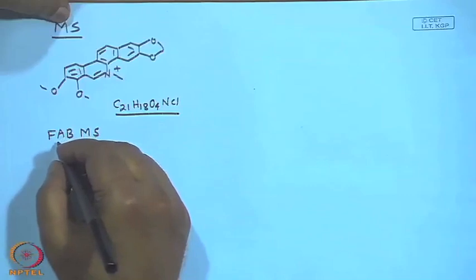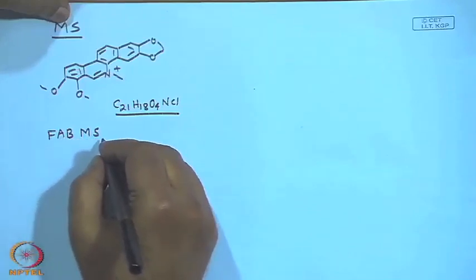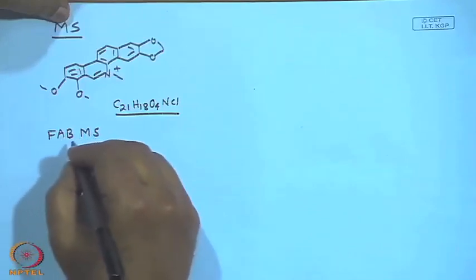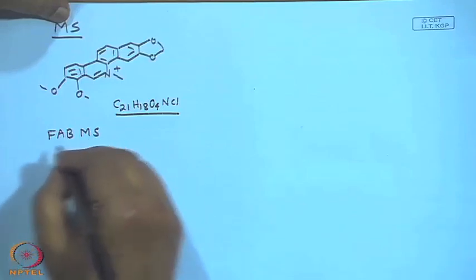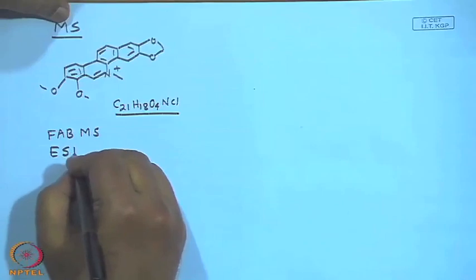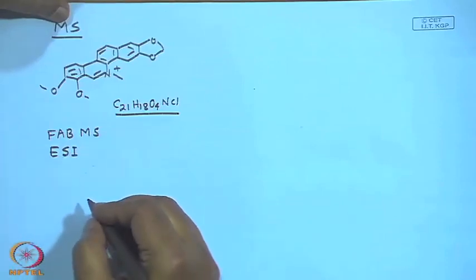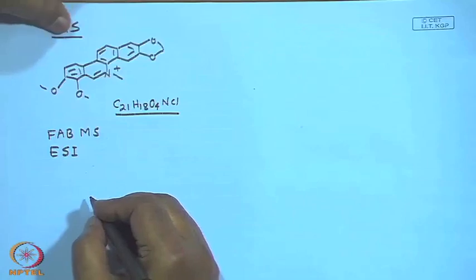Right. FAB is fast atom bombardment mass spectrometry. People, this is not popular now. It has lost its popularity. Now, the most common one is what we have now, ESI, electrospray ionization.